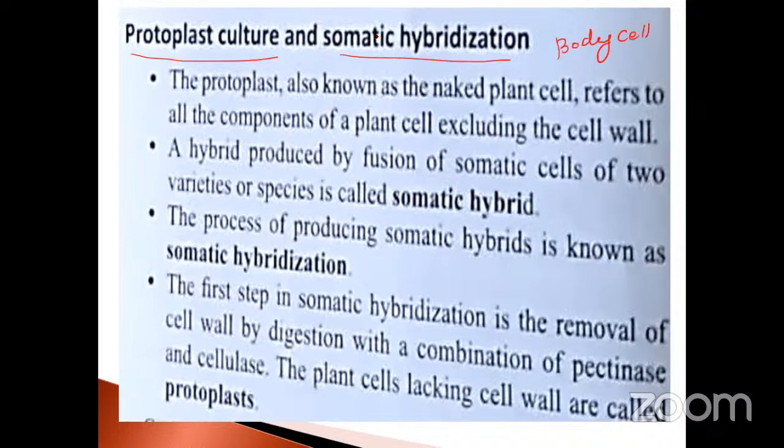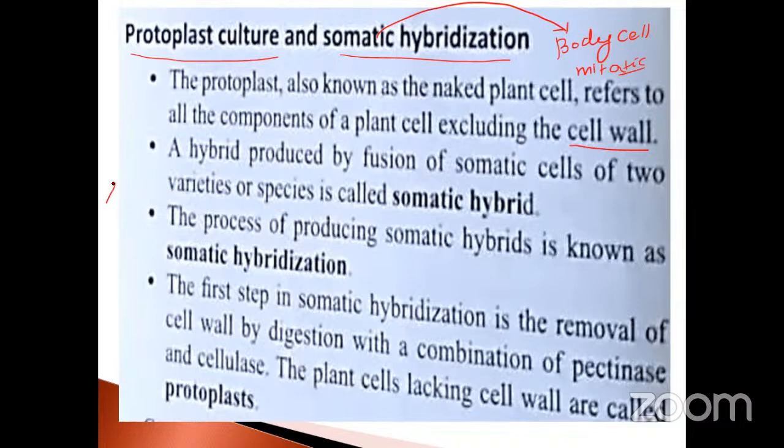Okay, somatic cells, otherwise called body cells, undergo only mitotic cell division. See here, the protoplasm, also known as the naked plant cell, refers to all the components of the plant cell excluding the cell wall. The protoplasm is nothing but the naked plant cell.